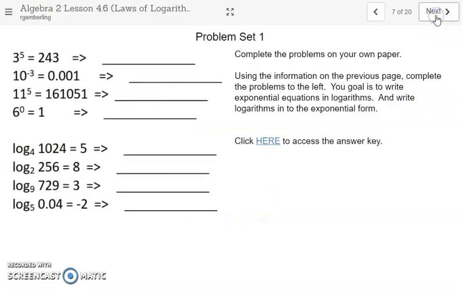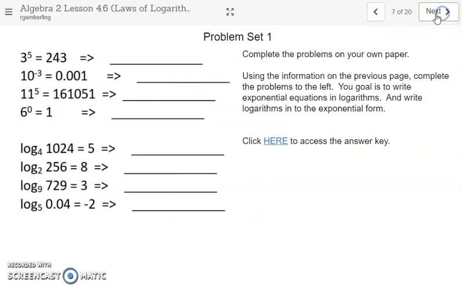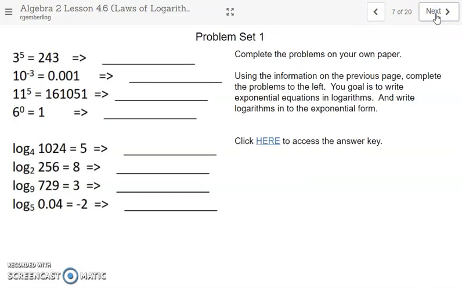So on the next screen here, you're being asked to take the exponential equations and rewrite them as logs, and take the log equations and turn them back into exponentials. When you're finished, there's a hyperlink. Just click here and you can access the answer key and see if you have the problems correct. If you need to revisit the form, go back to the previous screen. When you're finished, go ahead and advance to the next screen.